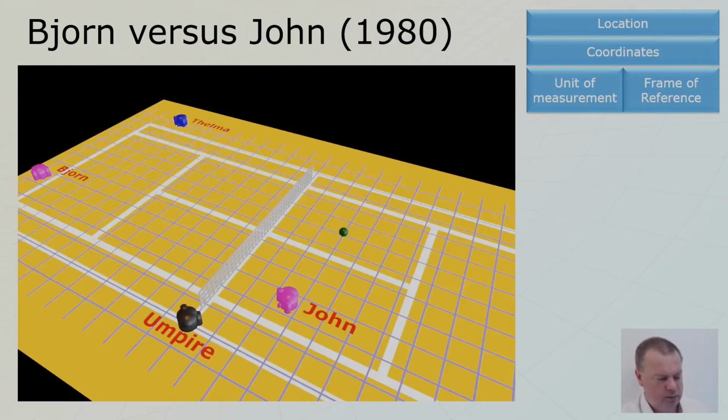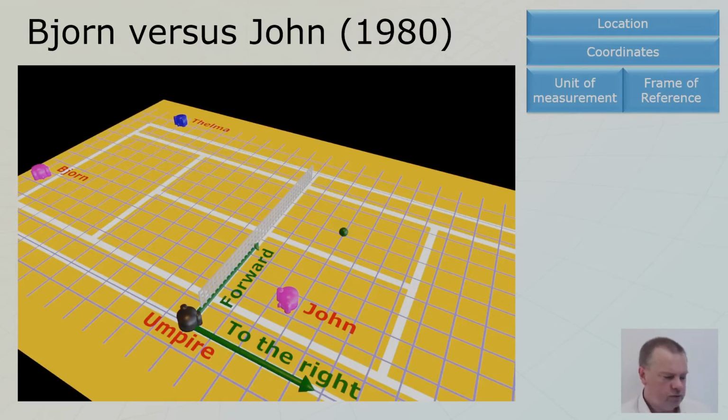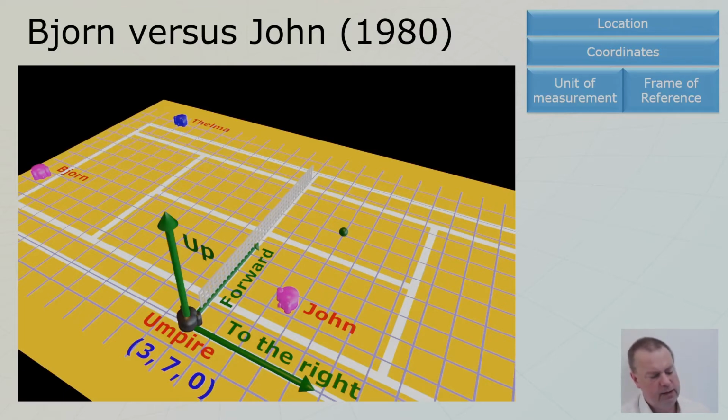Let me make this a little bit more clear. So here we define the perspective from the umpire in 3 directions. We say, okay, we are going to express any location in the field with coordinates to the right, forward and up. And the first coordinate will be to the right, how much to the right. The second coordinate will be how much forward, and the third coordinate will be how many meters up. And in this case the ball is (3, 7, 0).